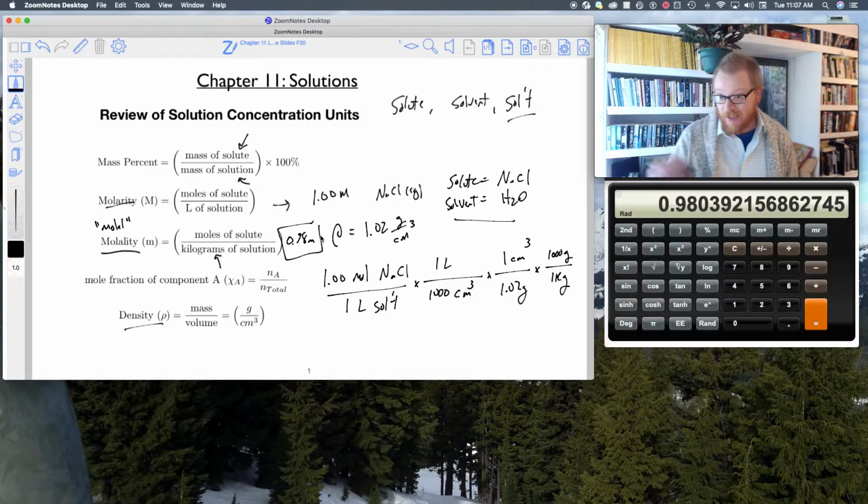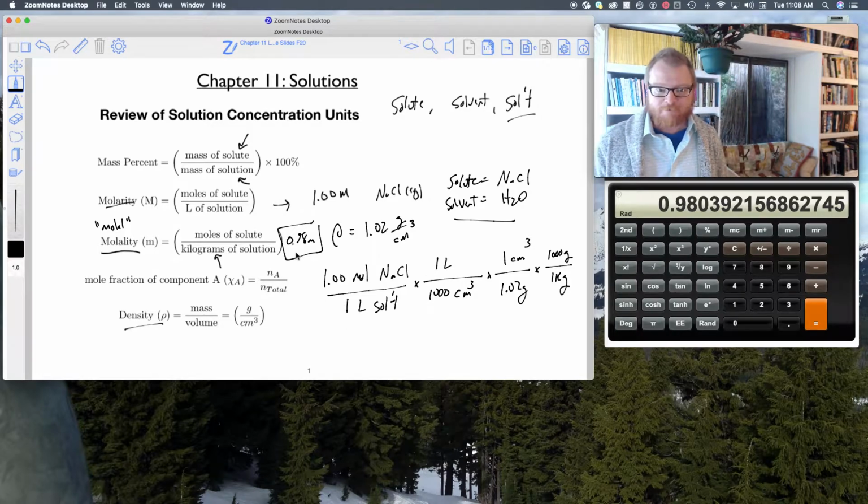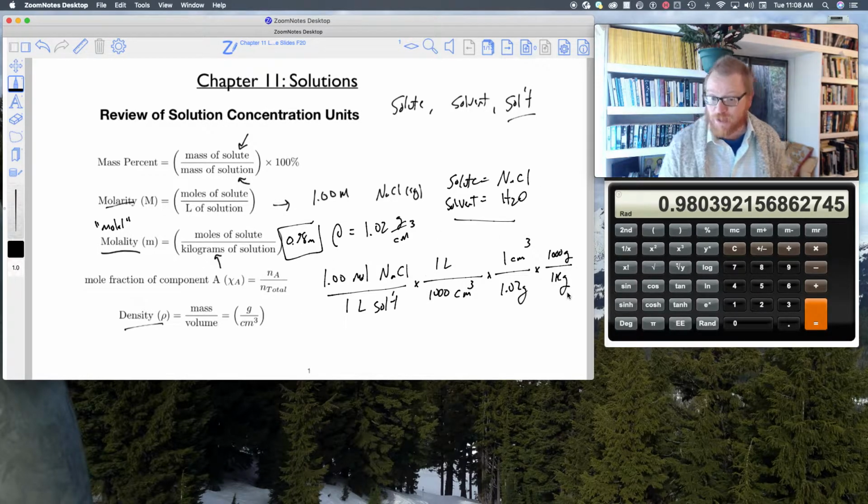You might be thinking, those are very similar, so why does it matter? Well, when the density of our solution is much different than the density of, let's say, pure water, then it does make a big difference. But all the same, you should be able to convert from molarity to molality. We have to remember this process of doing dimensional analysis. So this is good review at the end.